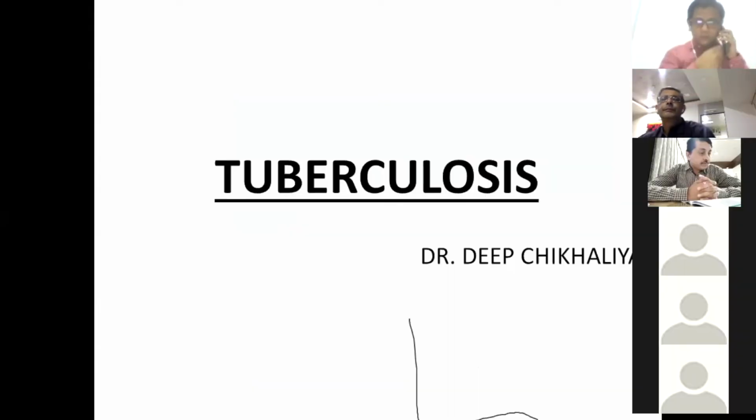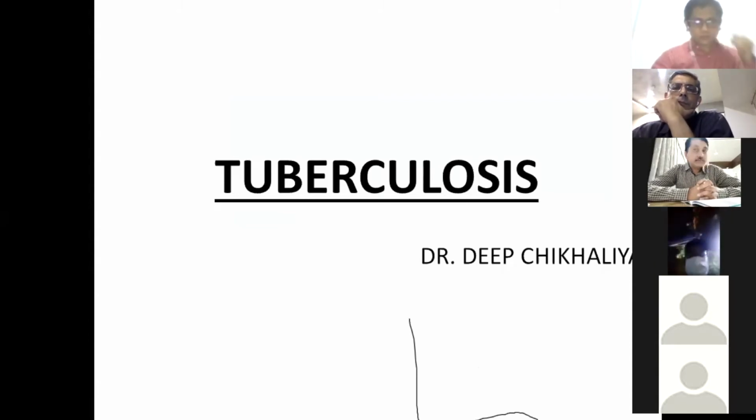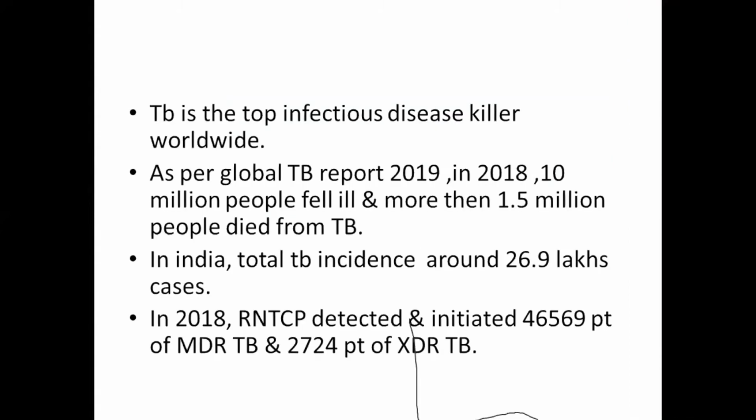Everyone, today we will discuss tuberculosis, mainly the guidelines of MDR-TB and how to treat and how to diagnose. TB is the top infectious disease killer worldwide. As per the Global TB Report 2019, in 2019, 10 million people fell ill and more than 1.5 million people died from TB.